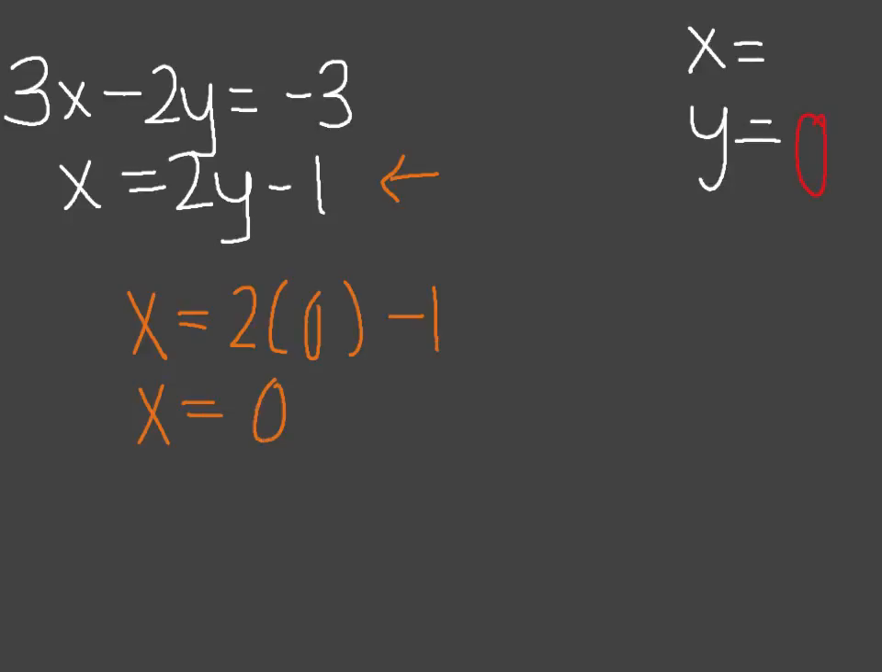2 times 0 is 0. I drop down my minus 1, and I get x equal to negative 1. So my answer is x equals negative 1, y equals 0.